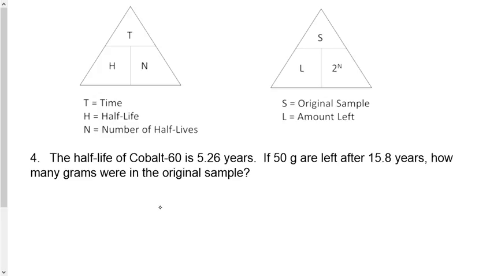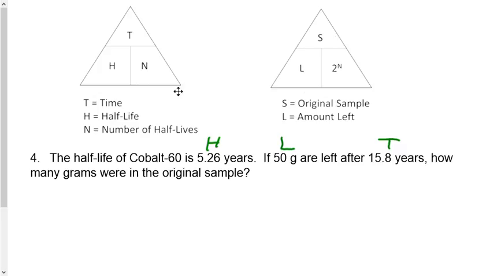The half-life of cobalt-60 is 5.26 years. Okay, so I'm going to put an H there because that's my half-life symbol. If 50 grams are left, okay, now hold on, that's an L this time. That's not my original sample. So I'm going to write L there for that. After 15.8 years, okay, well, again, that's my time. That's how long something's been going on, so I'm going to put T there. How many grams are in the original sample? Okay, so I'm not going to be tricked this time. I notice I have my L, and I need to find S this time, the original sample.